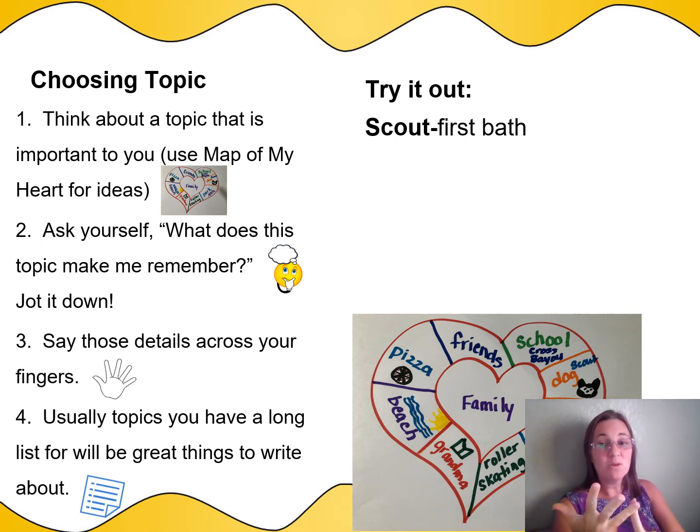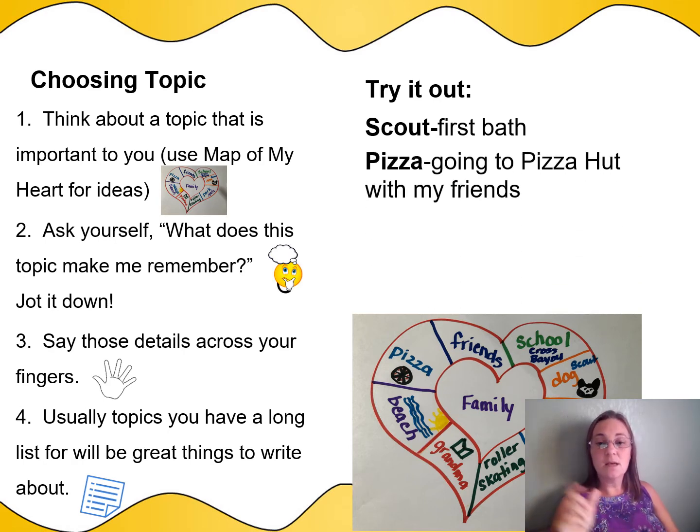But I'm not done. Remember, we're generating a whole list of ideas, not just one. So I need to go back and do this again. I need to pick a new topic. So I am going back up to my heart map, and I'm going to pick my topic of pizza. Okay, so the topic is pizza. Then I ask myself, what does the topic make me remember? Well, when I think of pizza, I think about a time that I went to Pizza Hut with my friends. Maybe I could write about that. So I wrote that down on my list. My topic was pizza, and then I wrote my story idea, going to Pizza Hut with my friends.